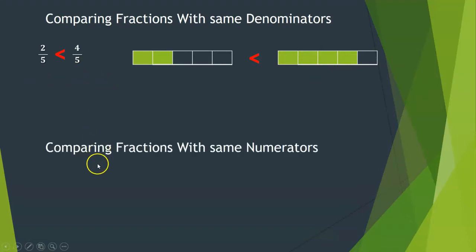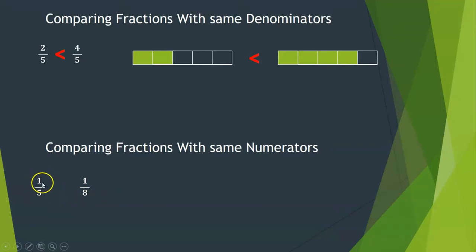Let's see this. If we have two fractions, but this time they have same numerators. The first fraction, 1/5, and the second fraction, 1/8. Can we read them a different way? Do you remember when we said that we can read it as 1 divided by 5 or 1 divided by 8? We're going to use this now.